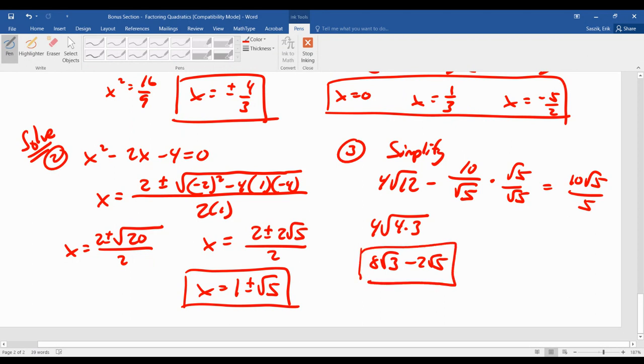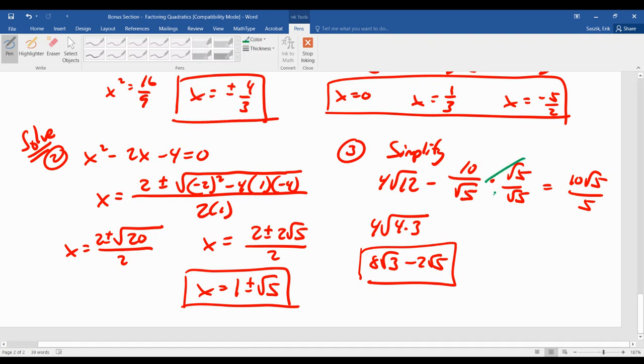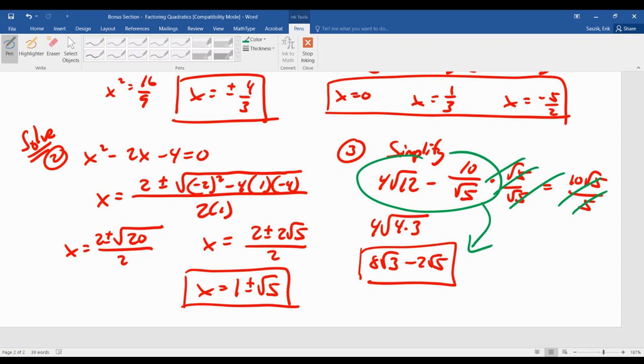So this stuff here was just my scratch work. This becomes that, okay? You had to simplify the first part, the 4 root 12, and then you had to rationalize the second part, the 10 over root 5. That's what we did. I'm hoping that rings a bell, and if it's totally new to you, we probably need to talk individually.